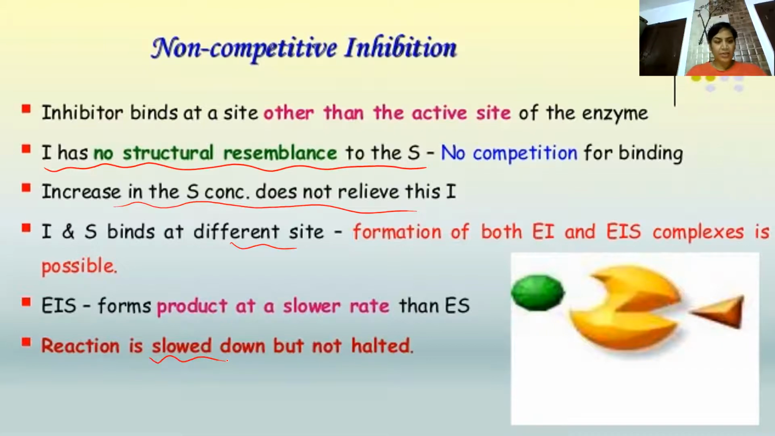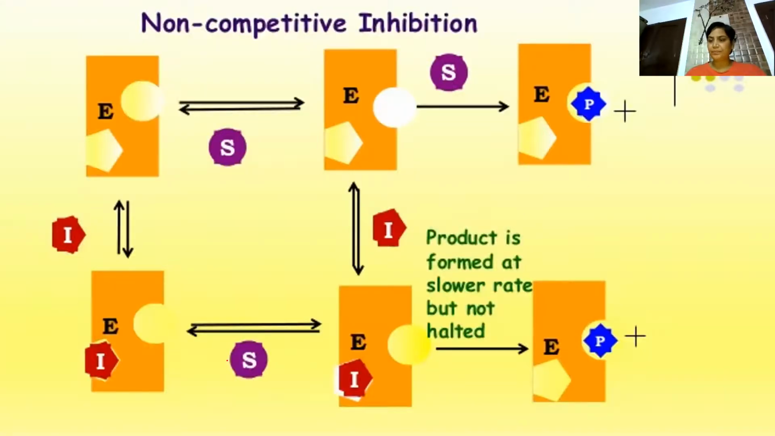And I'll show you the equation also. You can see substrate is binding here, inhibitor is binding here. So automatically the inhibitor can bind with the enzyme, and the inhibitor can bind with the enzyme-substrate complex also. So what happens is Vmax is lowered, slowed, but Km is unchanged. There won't be any change in Km. Right?